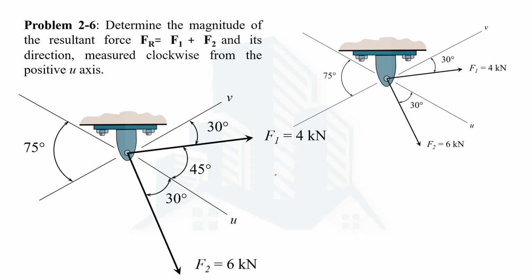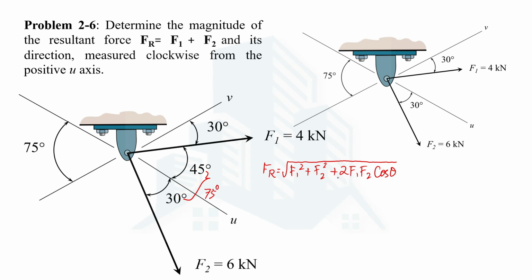So the magnitude of the resultant force will be calculated using the Cosine Law. If you are familiar with the Cosine Law, the resultant force is calculated by the formula square root of F1 square plus F2 square plus 2 F1 F2 cos theta. Obviously F1 and F2 are the magnitudes of these two forces, but we should know what the theta angle is. That is actually the angle between these two forces, and in this case the angle between these two forces is 75 degrees.